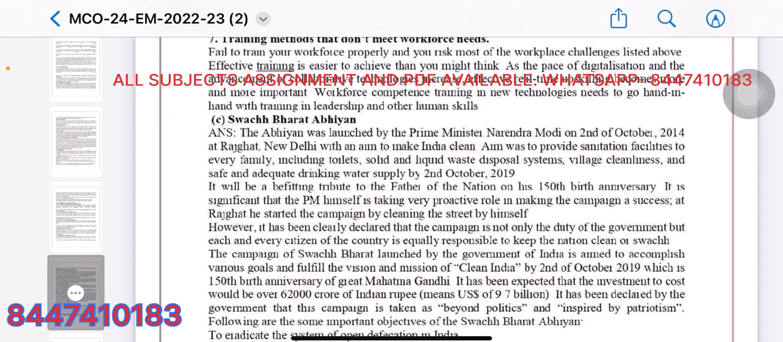It is significant that the PM himself is taking a very proactive role in making the campaign a success. At Rajghat, he started the campaign by cleaning the street by himself.